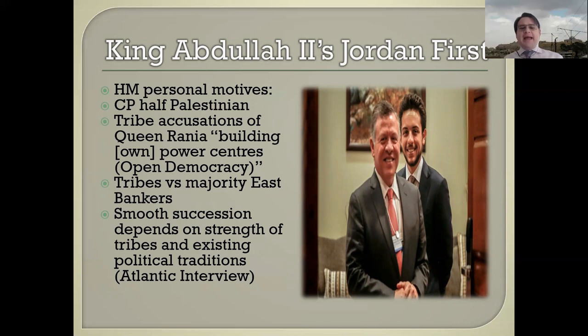When the Arab Spring began, one of the issues was that the tribes actually released a statement criticizing Queen Rania, saying that she is going beyond what has been agreed between the monarchy and the tribes, so that she's building her own power centers for herself and that she's not supposed to do that. In other words, she's seen as a threat. So we see here that tribalism continues to be entrenched as a form of rule, really, within Jordan.